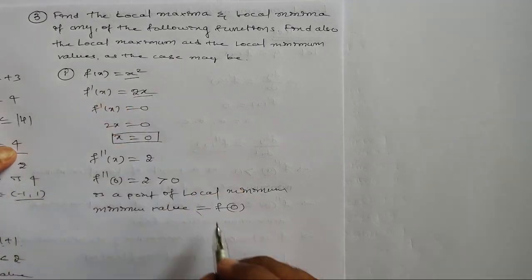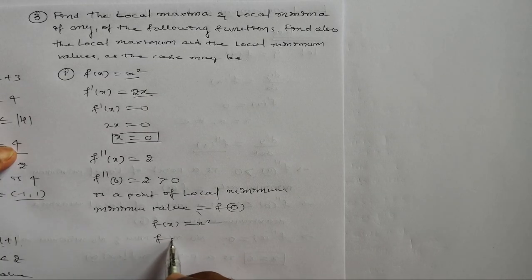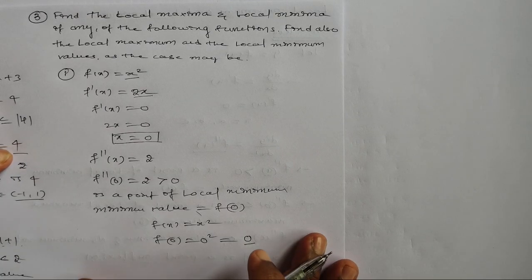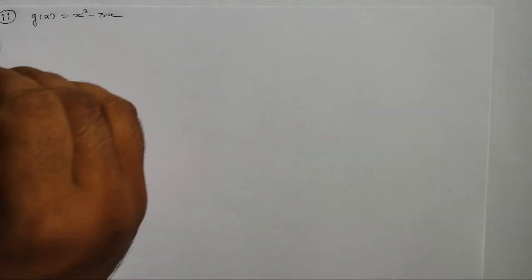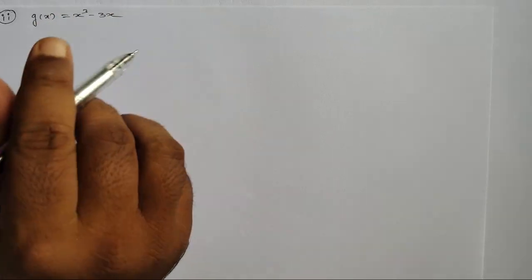So substitute here. What is the f(x) function? f(x) is x square. I'll substitute 0: f(0) becomes 0 square, which is equal to 0. The minimum value of this function is 0. Right? Okay. So next, second question: g(x) is equal to x cube minus 3x. The method must be the same.